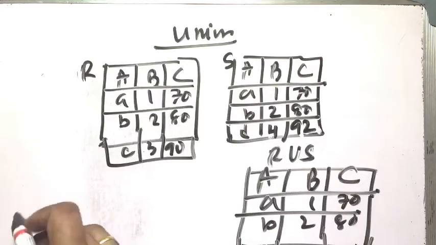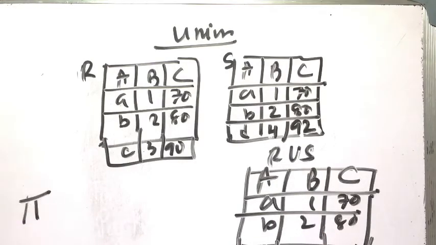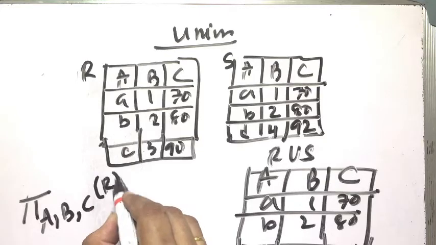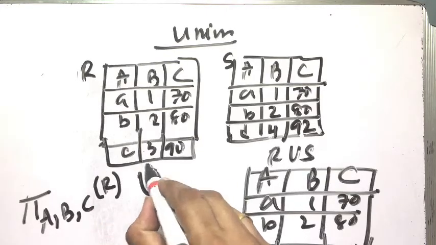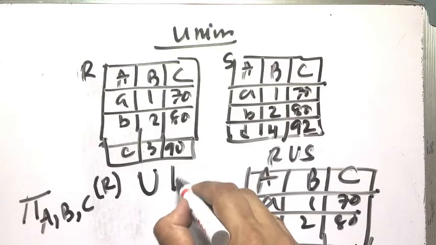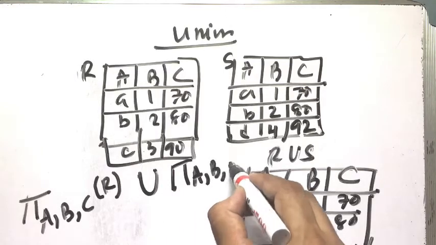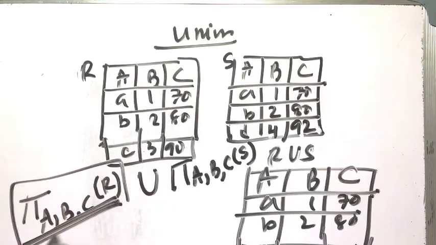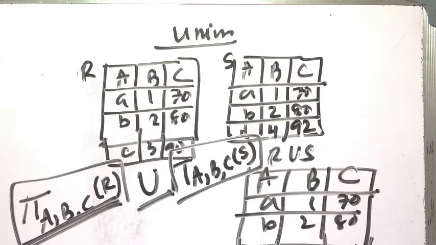Now in relational algebra, it will be like this: A, B, C from relation R, union operator, then A, B, C from the S table. It will display all tuples here. The union operation will display the common tuples, and those from either the first table or the second table, or both. So this is the concept of the union operator.